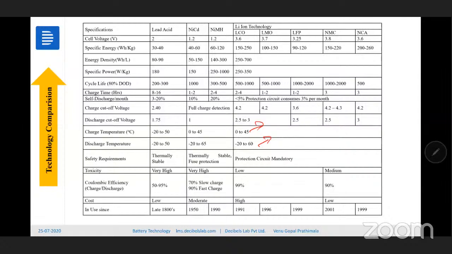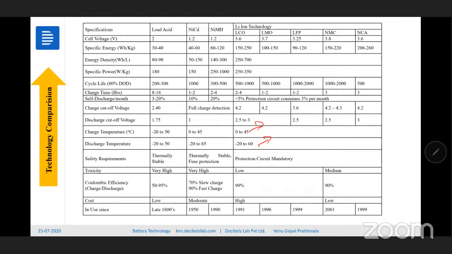Whereas nickel cadmium and lead acid are toxic materials. So coming to the toxicity level, it is very high. They have high toxicity levels compared to lithium-ion technology. In lithium-ion technology, again, cobalt is a costlier material. So we have to consider all these things.